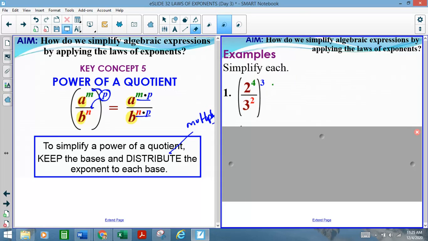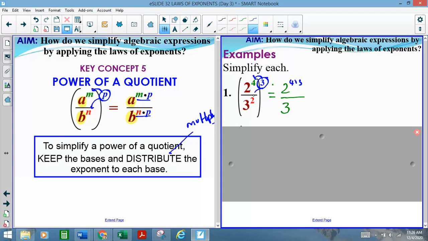So the first thing we need to do is to make sure that we keep the bases. So we have our 2 over 3. Then we distribute the exponent to each base. So we take our blue 3 and multiply it to the 4. Now we have 2 to the 4 times 3.